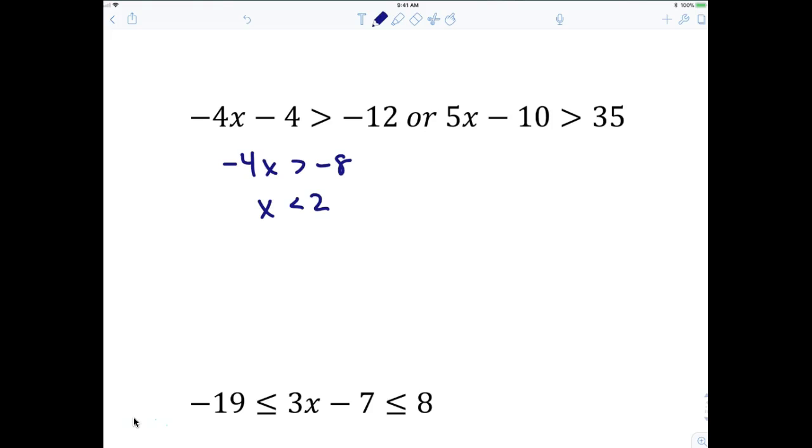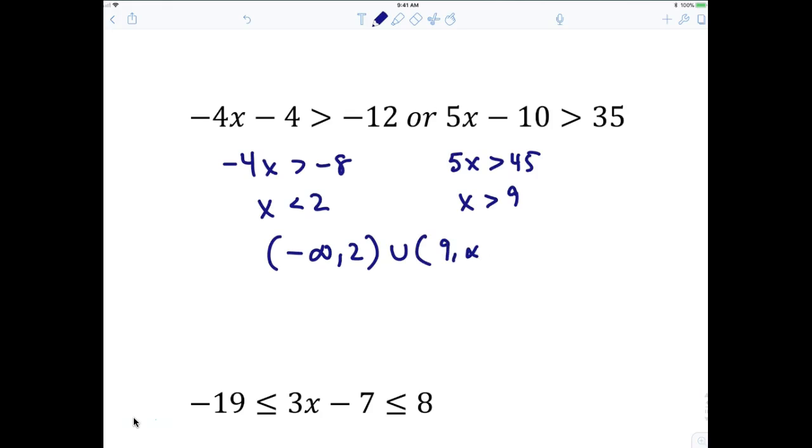Now we would have what? 5x is greater than 45, so x is greater than 9. So if you're less than 2, that means you're going from negative infinity to 2, and then you're going from 9 to infinity. Perfect.